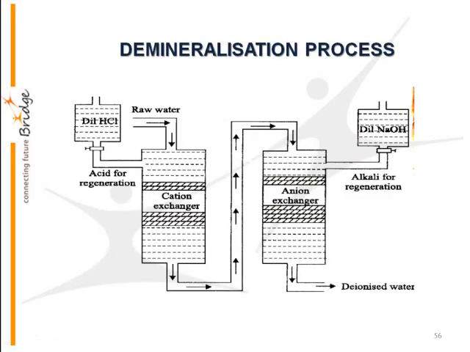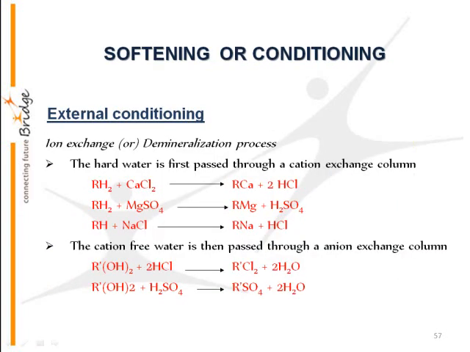This is the demineralization process, at the end of which deionized water is given out. The hard water is first passed through a cation exchange column which absorbs cations like calcium, magnesium, sodium, potassium ions, etc. The cation-free water is then passed through an anion exchange column which absorbs chloride, sulfate and bicarbonate ions in water, thus letting out a demineralized or deionized water.